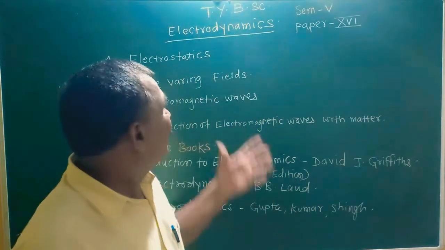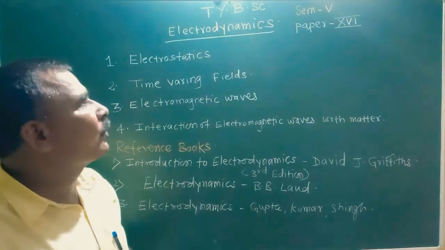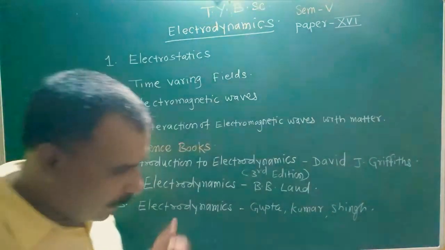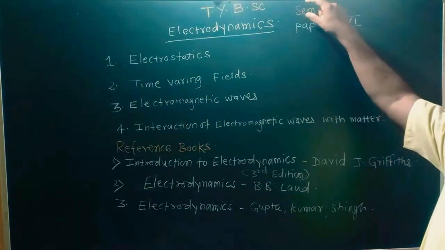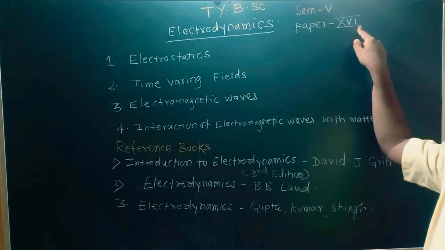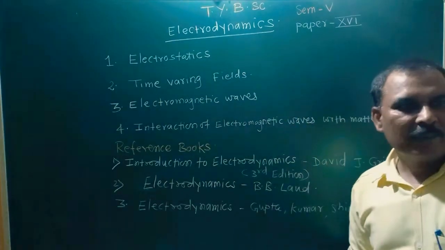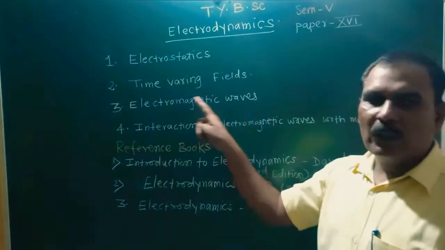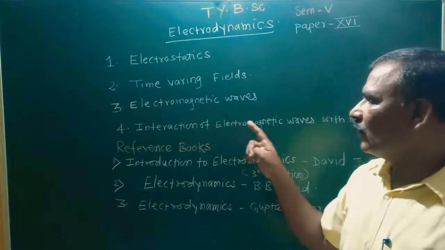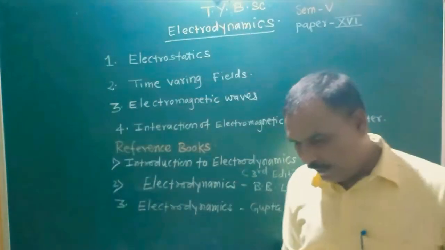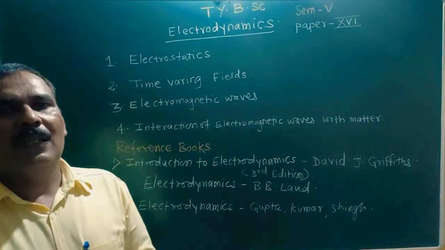Okay. I hope we have introduced these topics and the books we have to refer to for this paper. This is very important. You have to write it down yourself. The course name is Electrodynamics, semester 5th, paper number 16. This consists of 4 topics. Number 1 is Electrostatics. Number 2 is time-varying fields. Number 3 is electromagnetic waves. The fourth one is interaction of electromagnetic waves with matter. And these three reference books we have to use for preparing notes and studying this course.